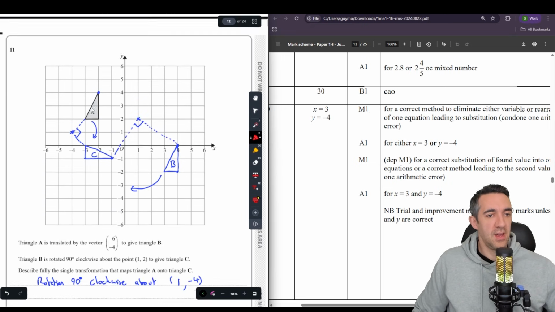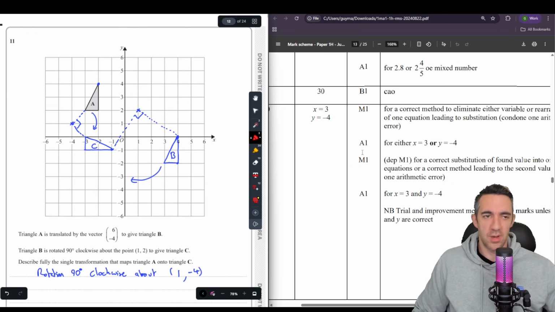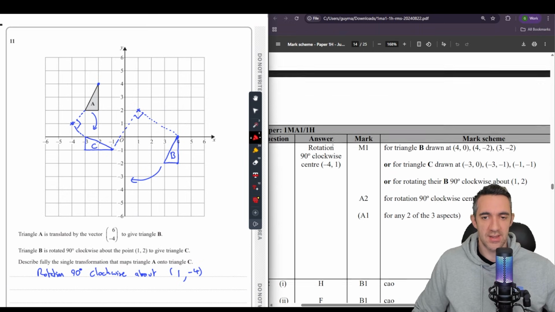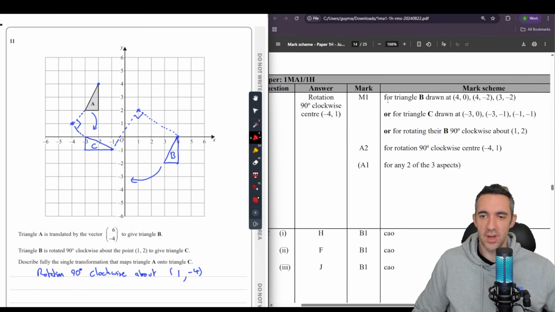Right. This one, I wasn't sure about this one, what I was needed to get for my marks here. So let's have a look. So for triangle B drawn at 4, 0, 4 minus 2, 3 minus 2. Yes, we drew triangle B. That is correct. Okay.